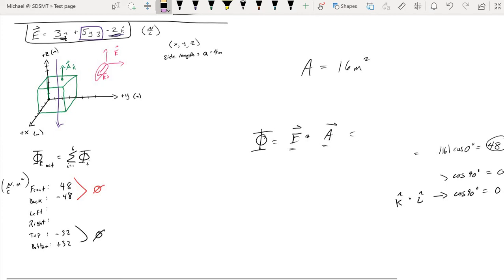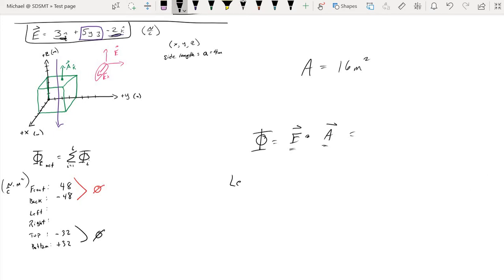So let's look at the left face of the cube. For that left face, we need to take the electric field component in the y direction, which has a positive j-hat direction. We need to take the dot product of that with the left face, and the left face faces to the left, which is the negative j-hat direction.